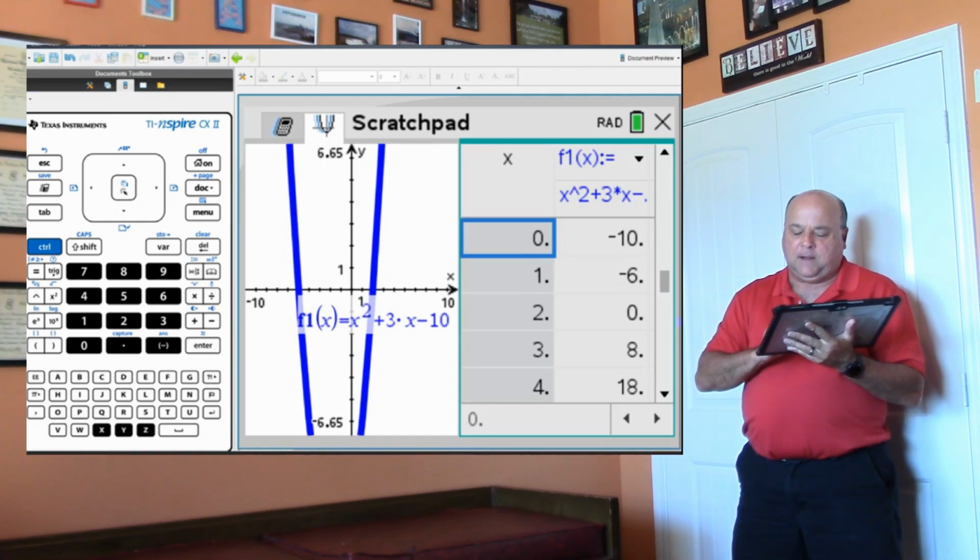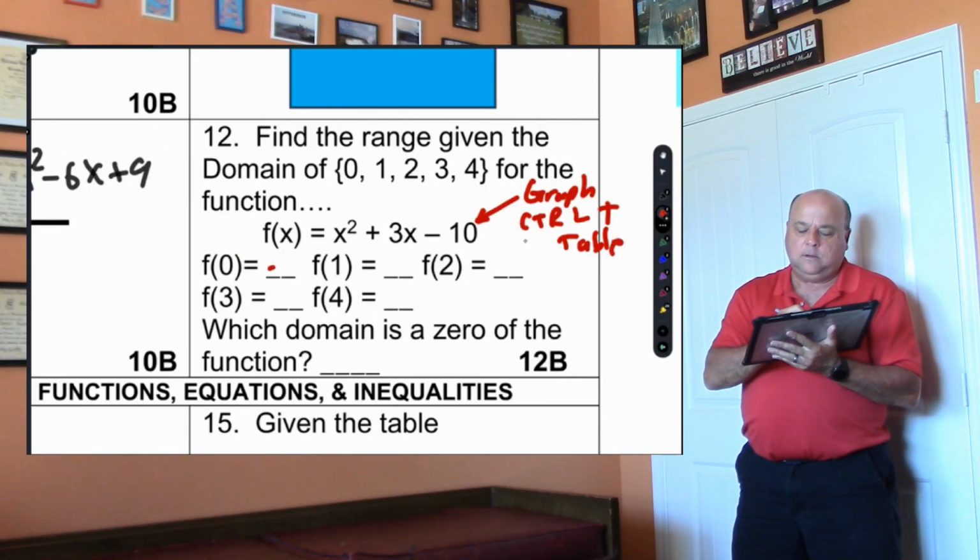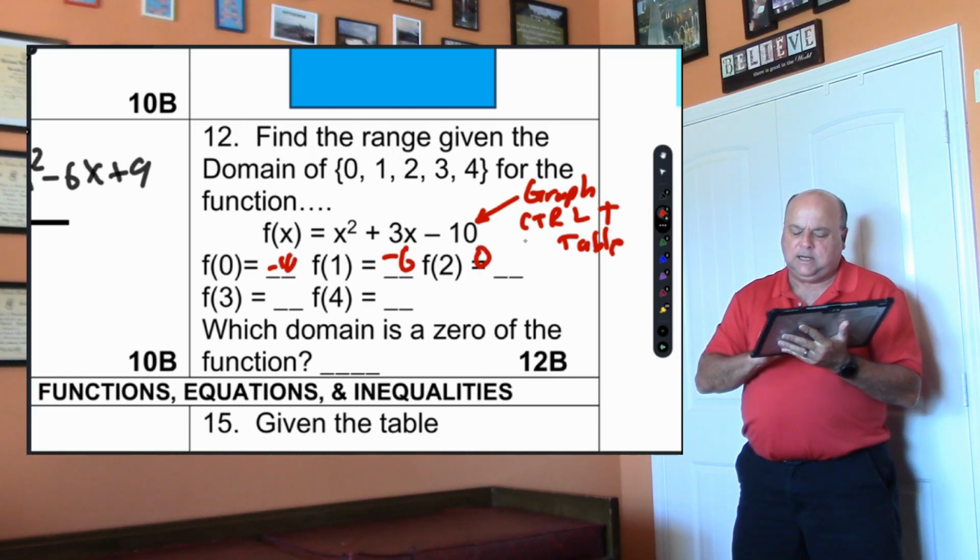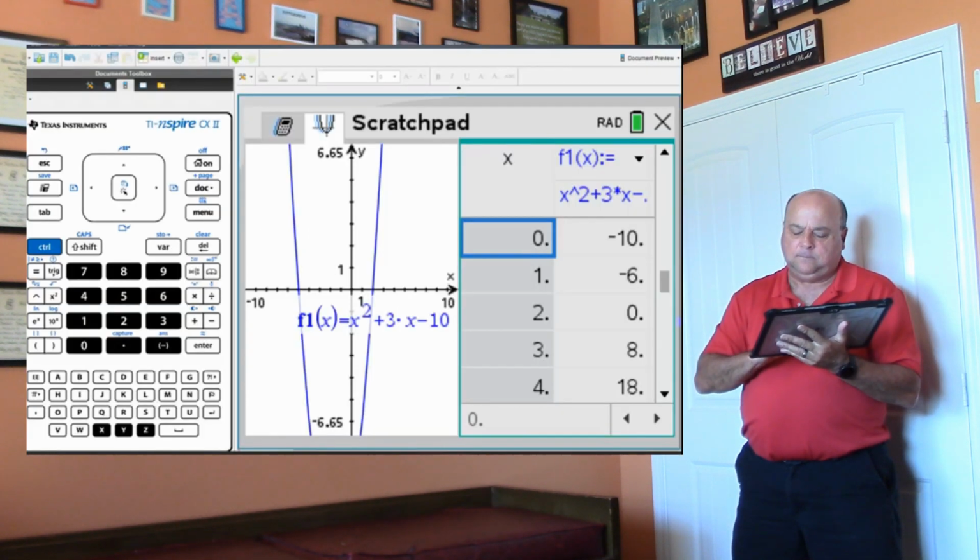Okay, so I'm going to go to my paper, negative 10, negative 6, 0, was it 8 and 18? 8 and 18.